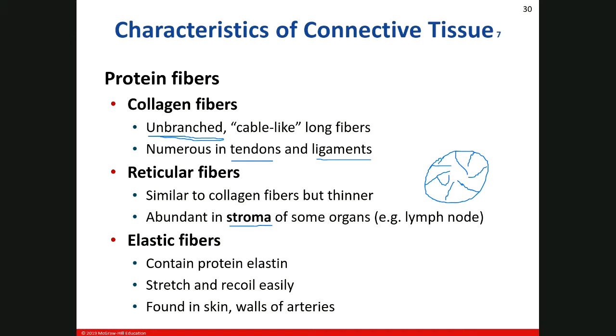And then finally, we have elastic fibers. We're all familiar with elastic. They can stretch and recoil easily. So you're going to find them in tissues that need to be stretched and then snap back and recoil. We'll see it in some of the larger arteries, the walls of the arteries, our skin, the epiglottis. We'll talk more about that in detail, but just think of stretch and recoil.